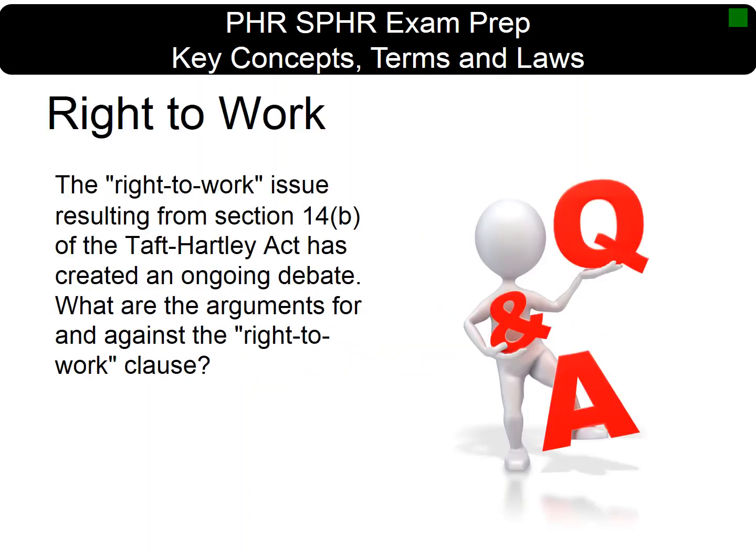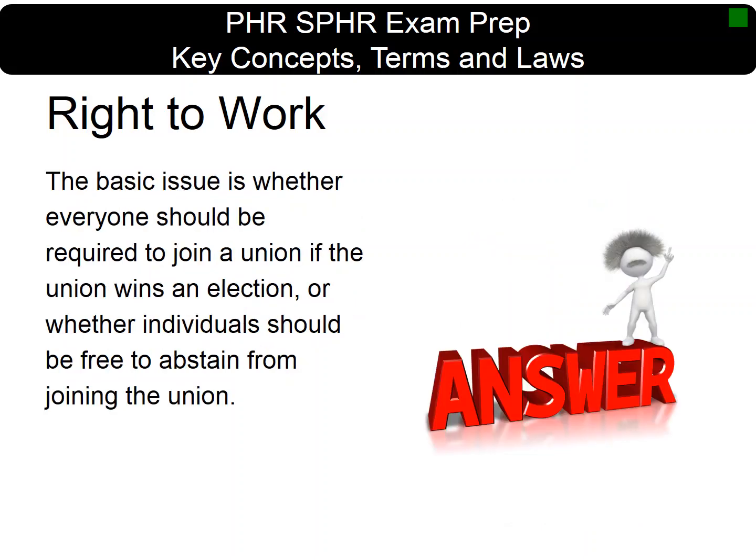The right to work issue resulting from Section 14B of the Taft-Hartley Act has created an ongoing debate. What are the arguments for and against the right to work clause? The basic issue is whether everyone should be required to join a union if the union wins an election, or whether individuals should be free to abstain from joining the union if they choose not to. On one hand, workers who are concerned about individual freedoms claim that being required to join a union deprives them of their free agency in being able to obtain employment and work at a job of their choosing, free from interference by a labor organization.